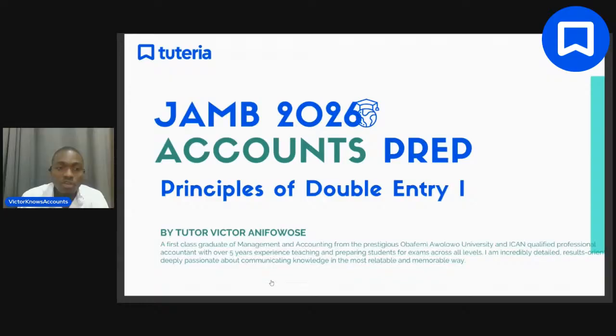Because accounting needs to pay attention to all the aspects of transactions, which are two in this case, that's what brought about the principle of double entry.